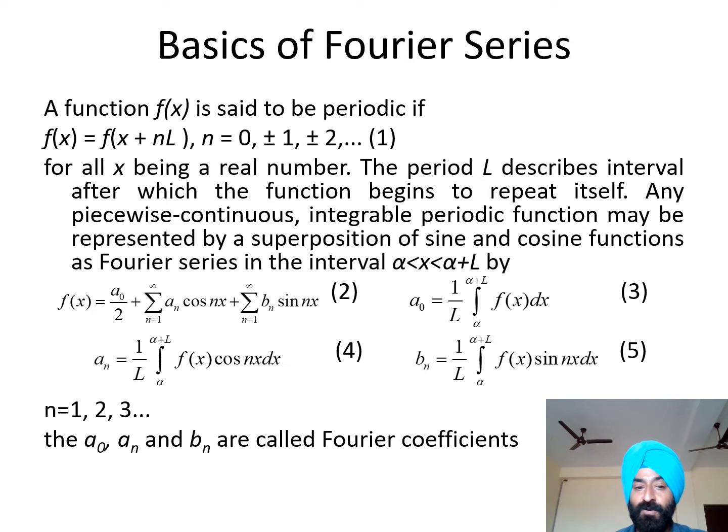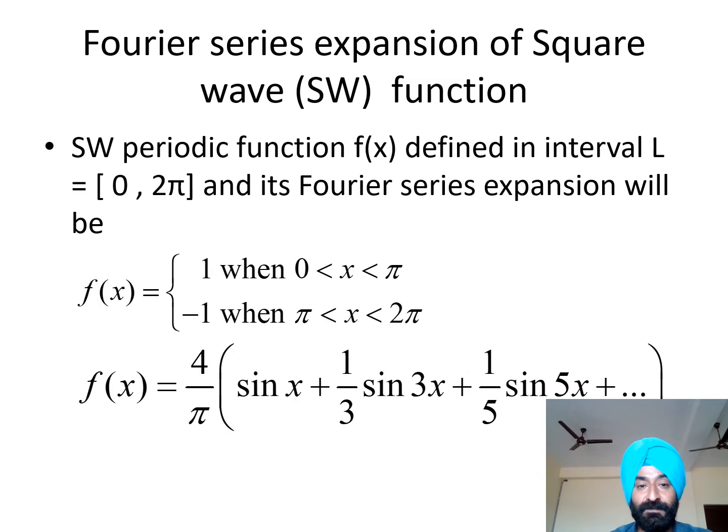Here a naught, an and bn are termed Fourier coefficients, and they can be evaluated using these mathematical formulas. We are not going to discuss the mathematical parts. We are going to discuss how we can compile this Fourier series expansion in terms of Excel spreadsheets.